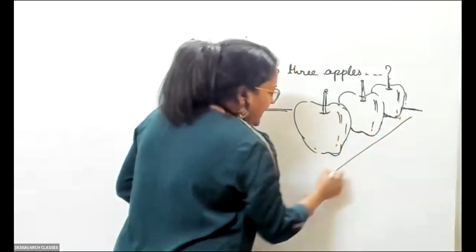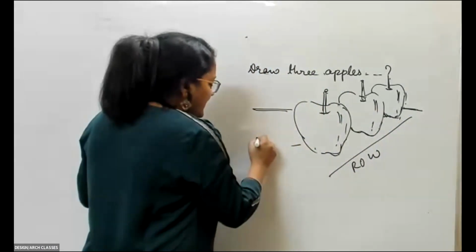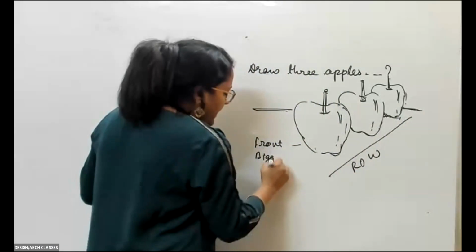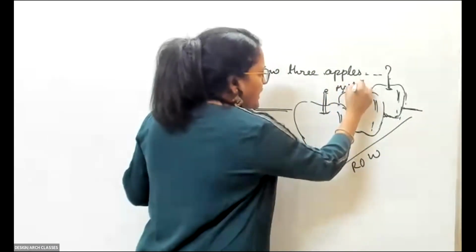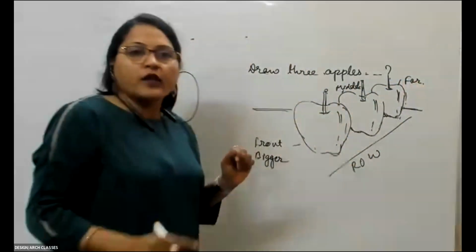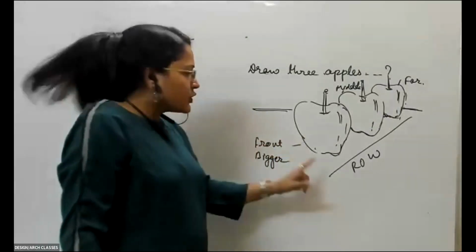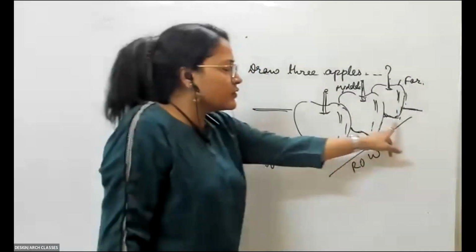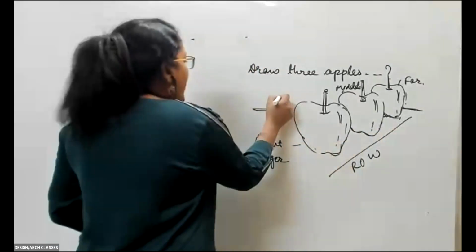So you are saying that it is in a row. You can say this one is in front, it is looking bigger. This is in the middle, looking smaller, and this one is far, looking smallest. But they are not actually bigger and smaller. So you are getting an illusion. Distance, near and far. This illusion you are getting, and this illusion is known as perspective.